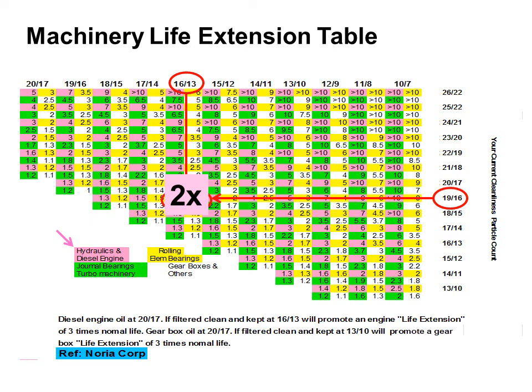Remember though that the ISO number has changed 3 points, so this means that the oil actually has only 1/8 of the contamination it would have had at 19/16.